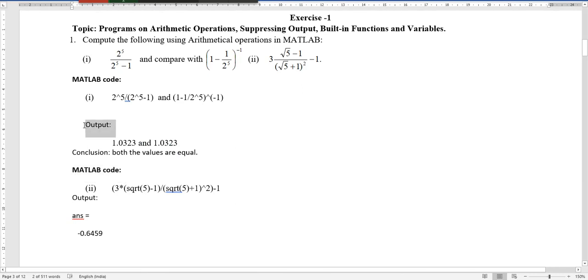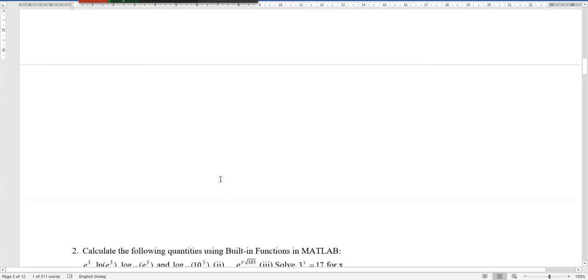Then output for first question and output for second question. Okay, you may write in any fashion, then no problem. This is about the first question. Now, coming to the second question.